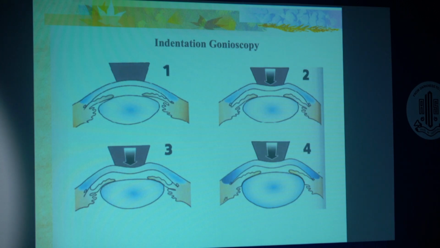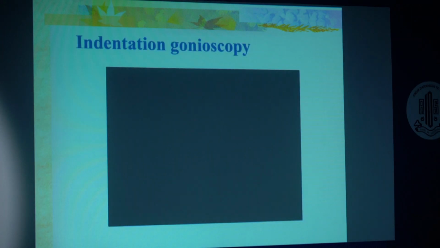Look at the lens thickness in figure 4. The anteroposterior lens thickness is more. The culprit is the lens. Here, in scenario 4, you have to remove the lens. In scenarios 1, 2 and 3, you do the LPI. So depending upon the mechanism, we decide the cause of angle closure glaucoma. We will now see an indentation gonioscopy video.